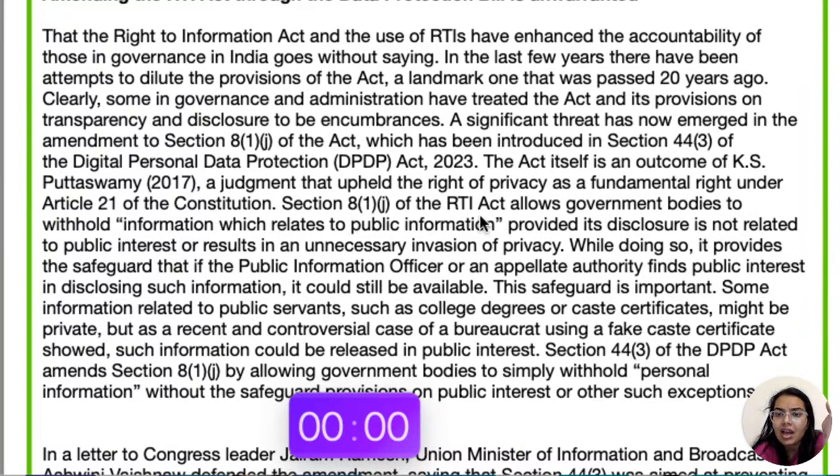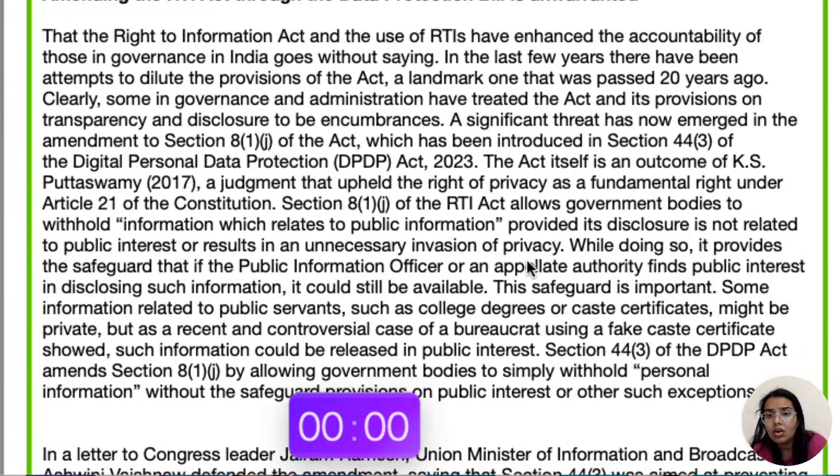Section 8 of the RTI Act allows government bodies to withhold information. Now see here, RTI, which means you can get whatever information you want. Of course, there will be some discretion, but yeah, there will be a provision where government bodies can withhold information which relates to public information, provided, एक शर्त है, provided here talks about there is a condition, its disclosure is not related to public interest or results in an unnecessary invasion of privacy.